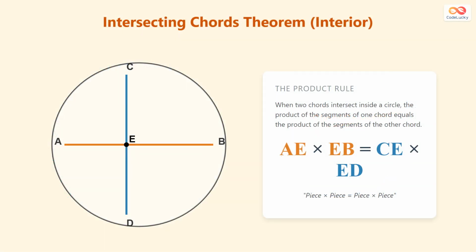Now for some math rules. When two secant lines intersect inside a circle, they create the intersecting chords theorem. This theorem states that the product of the segments of one chord is equal to the product of the segments of the other chord. In our diagram, the length AE multiplied by EB equals the length CE multiplied by ED. Piece times piece equals piece times piece.